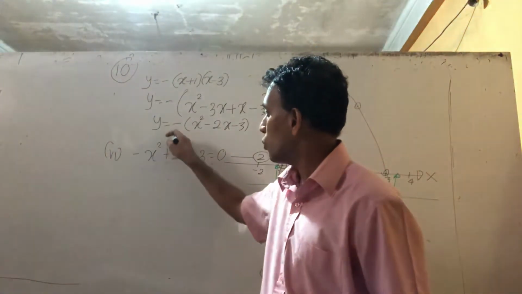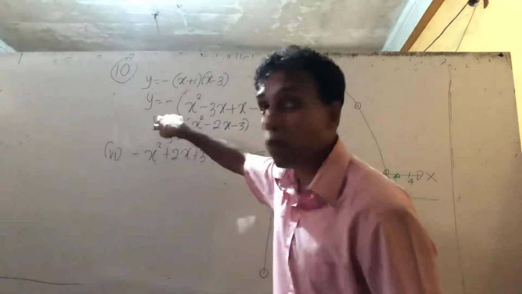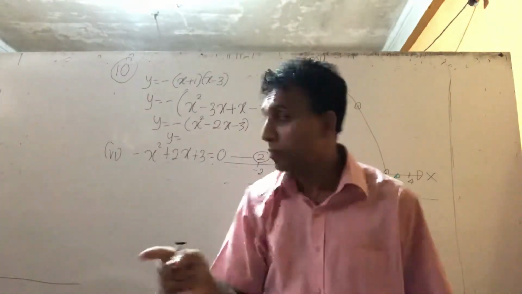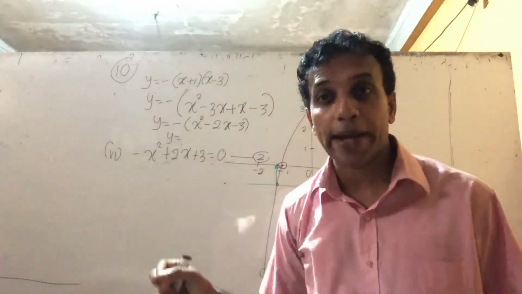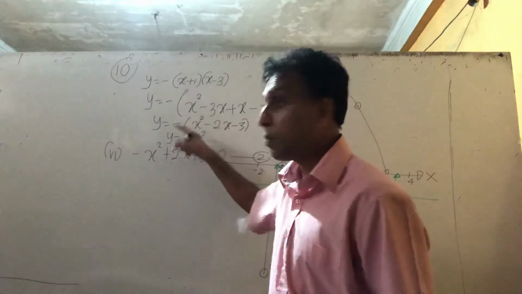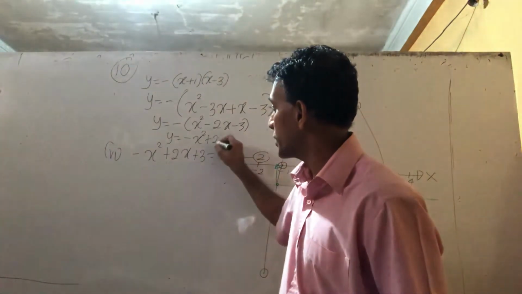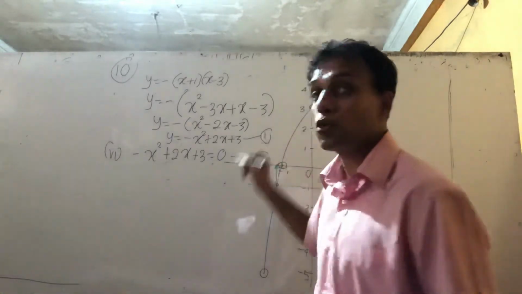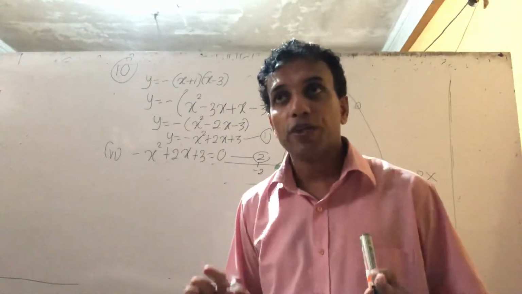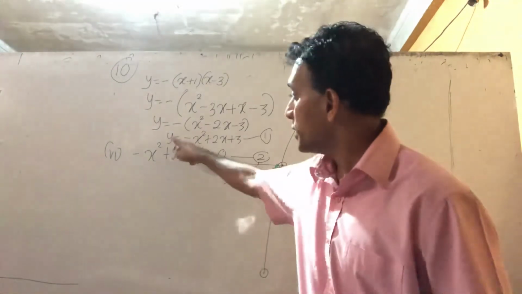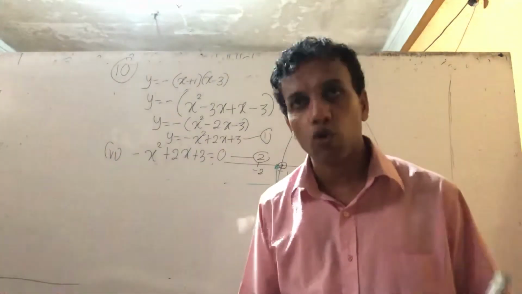So y equals, now multiply the minus inside. The minus shows what? The graph has a maximum. Now take the minus and multiply the bracket, giving minus x square plus 2x plus 3. This is our first equation. Every time you solve a quadratic equation by graph, you need this pattern, then only is it easily solvable, right?